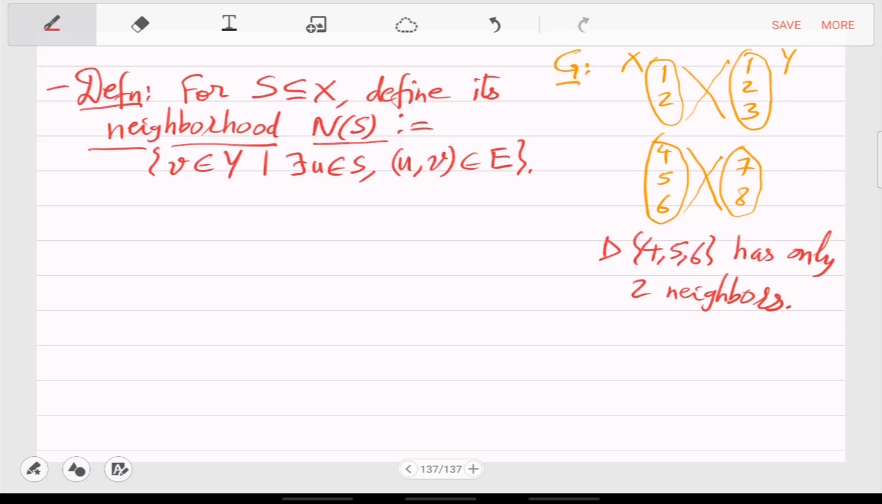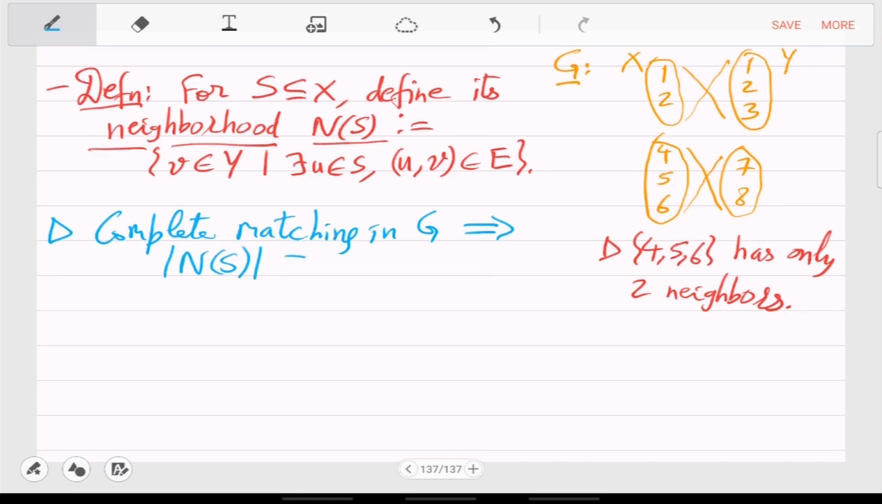And the property of complete matching is the following, that if there is a complete matching in G, then it means that the neighborhood size is at least |S|. Okay, and the contrapositive basically says that if you find an instance where the neighborhood is smaller than |S|, then it is certifying that there is no complete matching in the graph. And this is true, by the way, for all subsets.